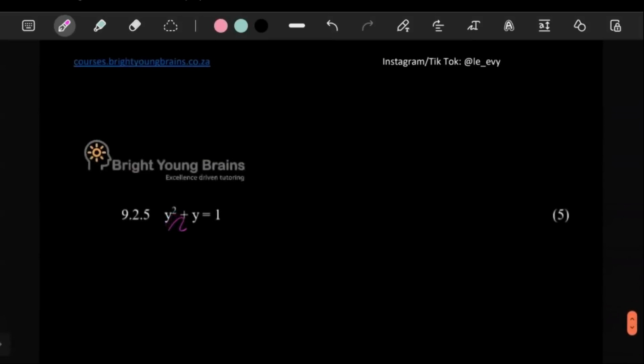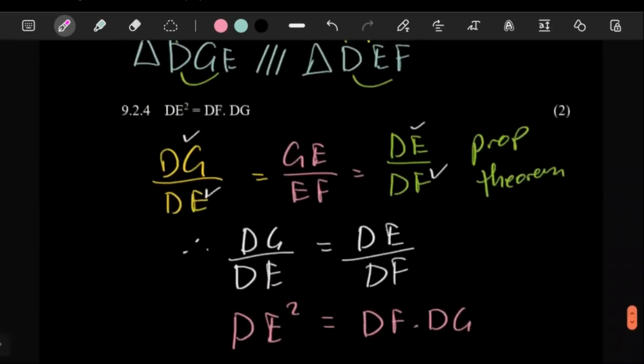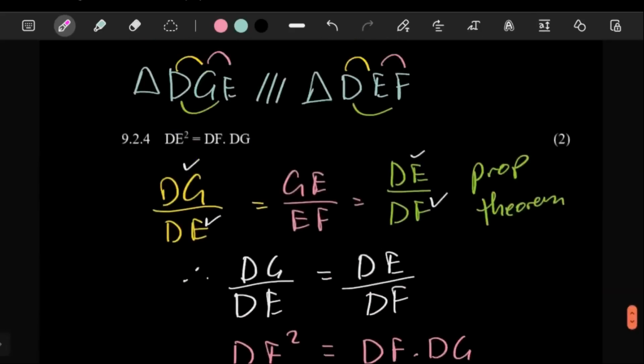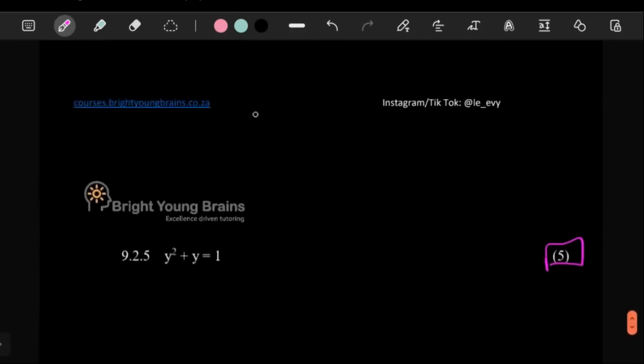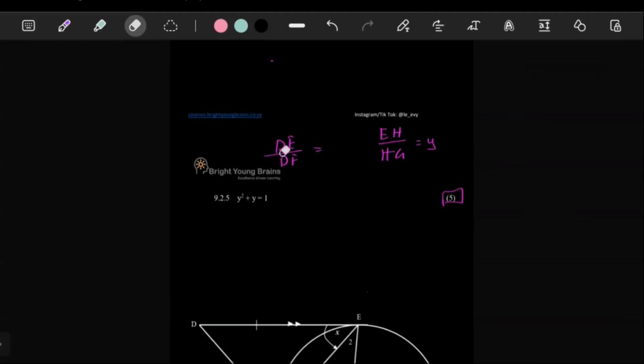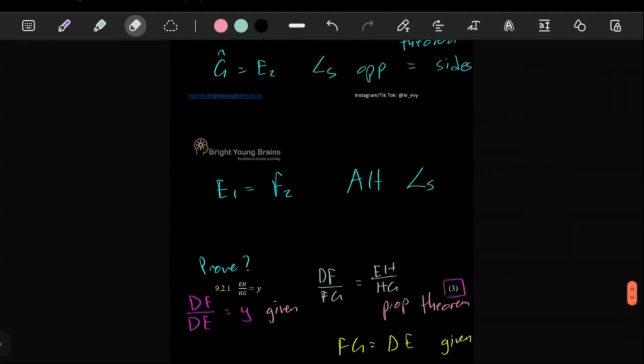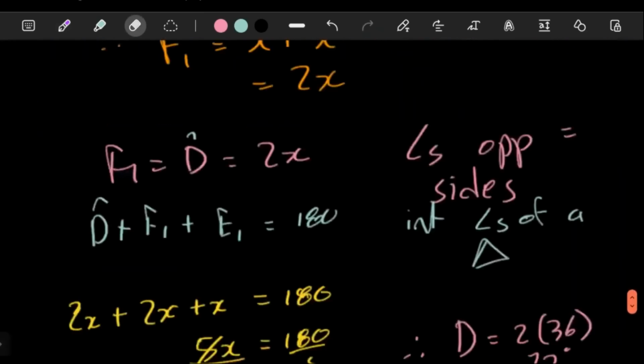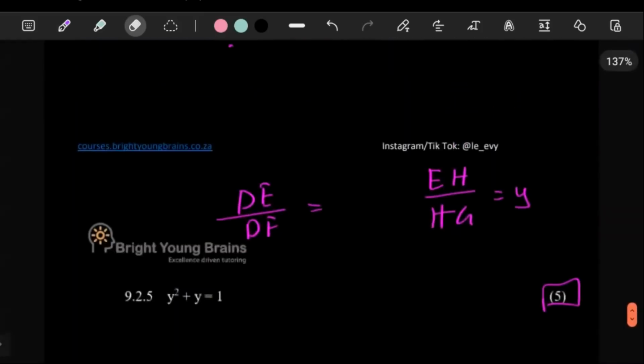They want us to prove that y squared plus y is equal to 1 for 5 marks. Wow. This question doesn't look like it's playing games, but the only thing that we have that has y in it is the fact that DE, what they gave us, was actually swapped around. It was DF on top and DE at the bottom. That's what I just noticed now. So this is just swapped around. What we know is, remember, DF over DE is the one that's equal to y.